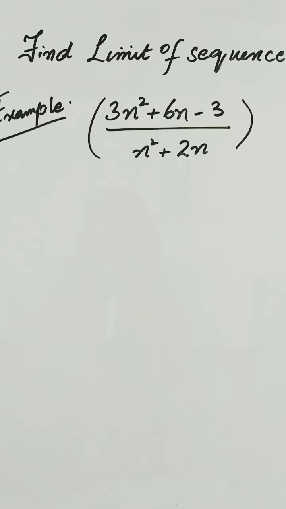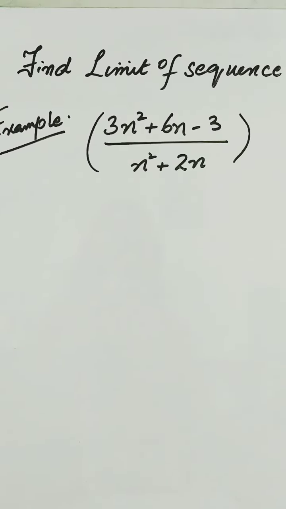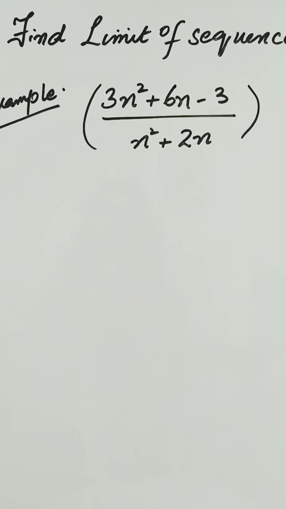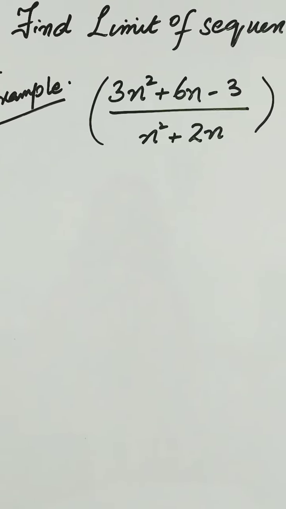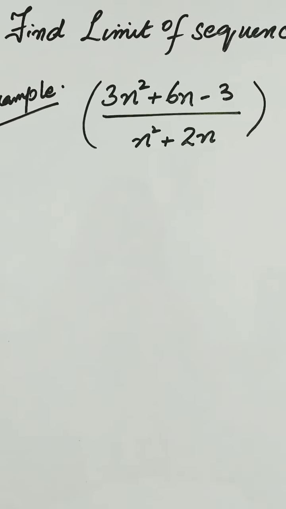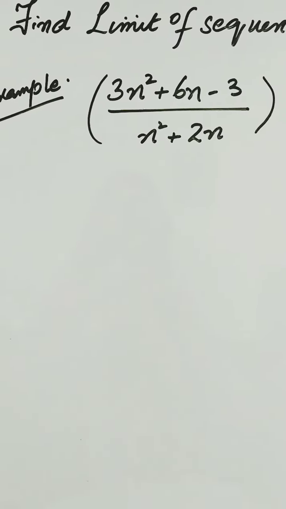Hello and welcome. In this video we are going to find out the limit of the sequences. The first example over here is 3n square plus 6n minus 3 over n square plus 2n.